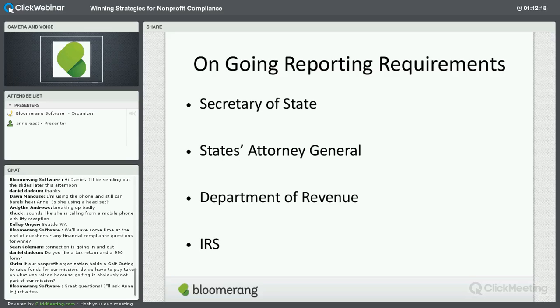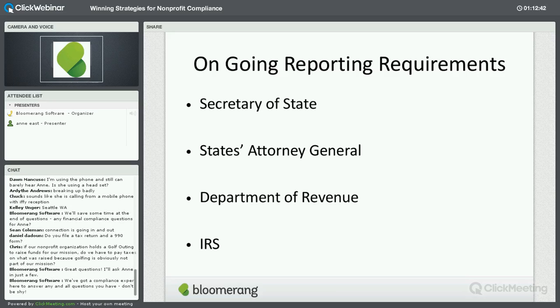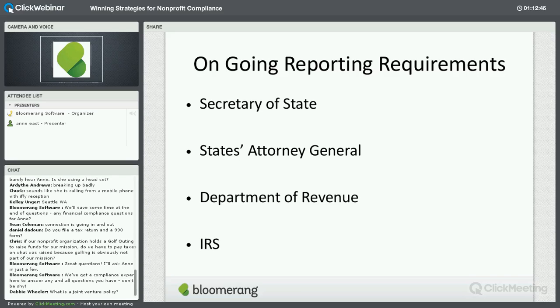Sure. With the IRS, Daniel, you file your 990, and that is your tax return. And some people will say it's not a typical tax return because you're exempt. It's more of an informational return. So depending on where you fall in your gross receipts will determine if it's a 990 EZ, which is the postcard, a 990N, or your full 990.